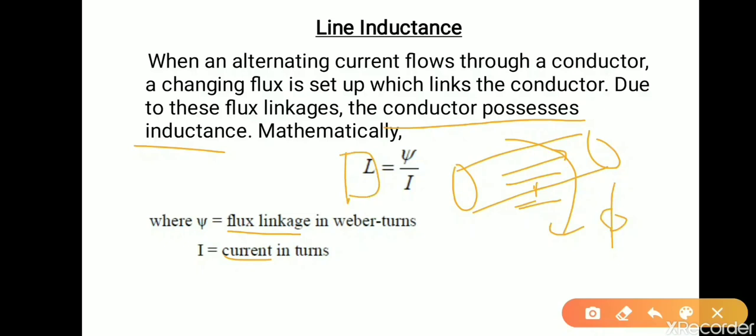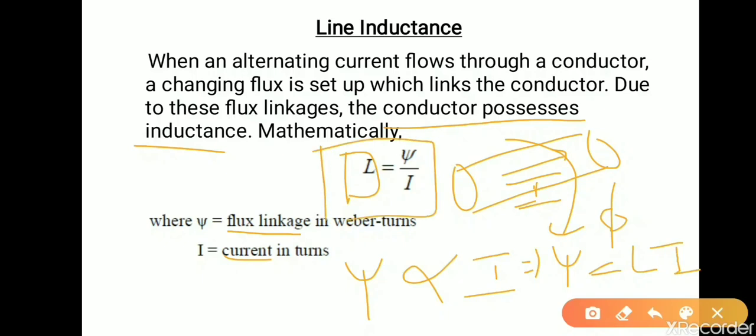So from this diagram, we can say that the flux linkage is proportional to what? Current I. That implies flux linkage is equal to LI. So we have mathematically proved this equation, which is already written here. And here the flux linkage ξ can be written as ξ is equal to N into φ, where N is the number of turns and φ is the magnetic flux. Since it is a transmission line, the value of N will be equal to 1. So ξ is nothing but φ.